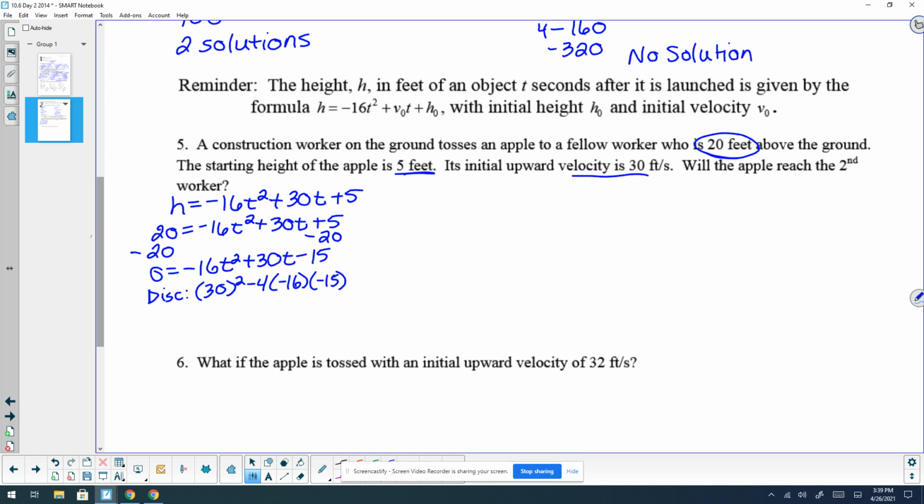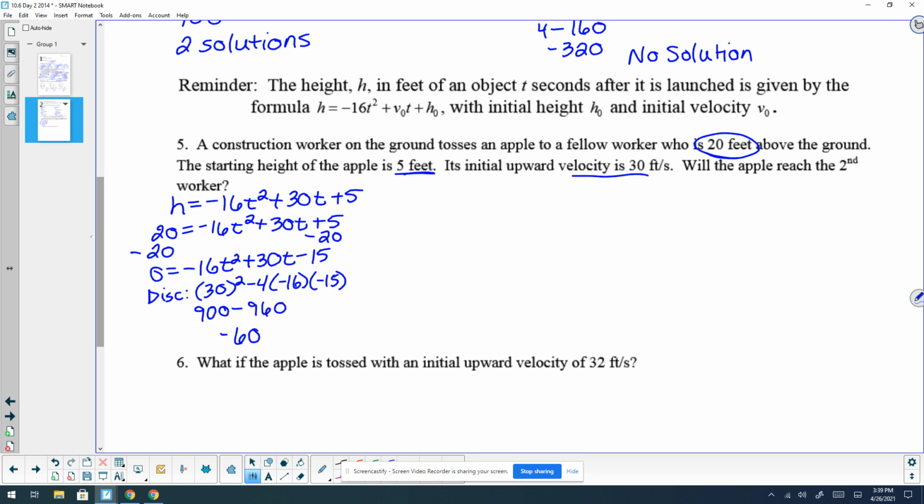Okay, so when I do 30 squared, I get 900. Negative 4 times negative 16 times negative 15 is negative 960. So 900 minus 960 ends up being negative 60. Because the discriminant is negative, that means if I were to do the full quadratic formula, I would find out that my square root is negative, which means that I have no solution.